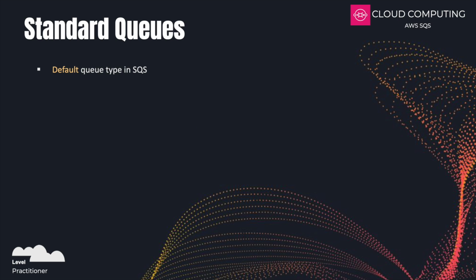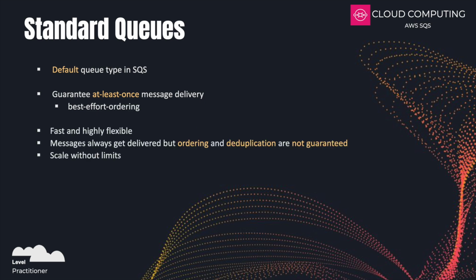With standard queues, messages are delivered at least once and follow best effort ordering. But what does that actually mean? In practice, it means you'll always receive your message, but duplicates can occasionally occur, and the order of delivery isn't strictly guaranteed. This is due to the way SQS distributes and replicates messages across multiple servers to keep them highly available and durable, which can sometimes lead to duplicates and slight shifts in delivery order.